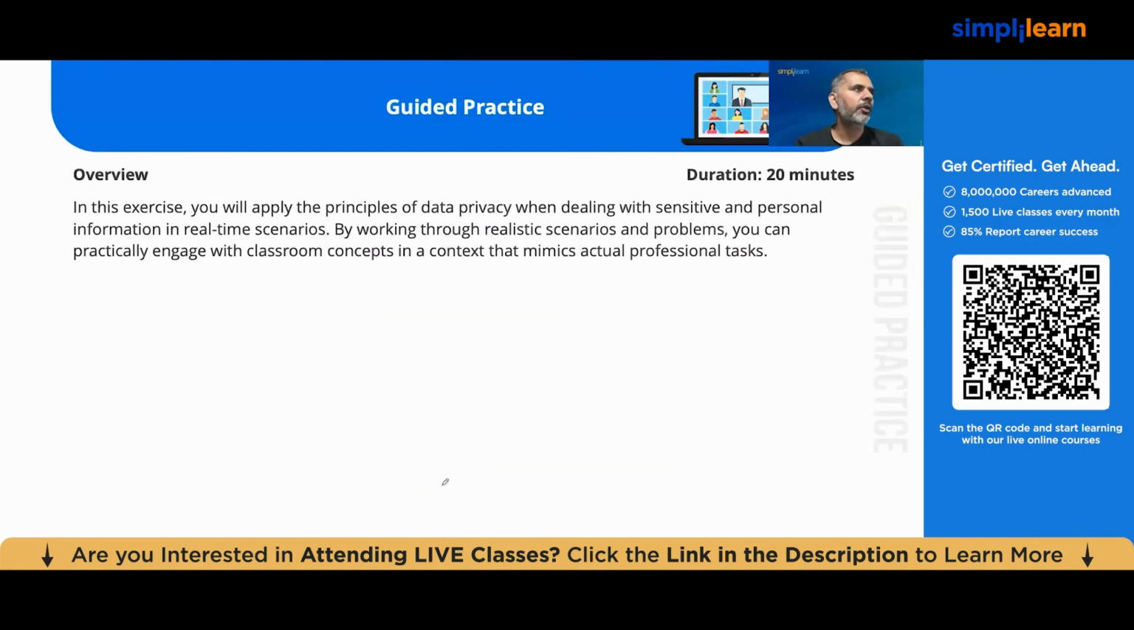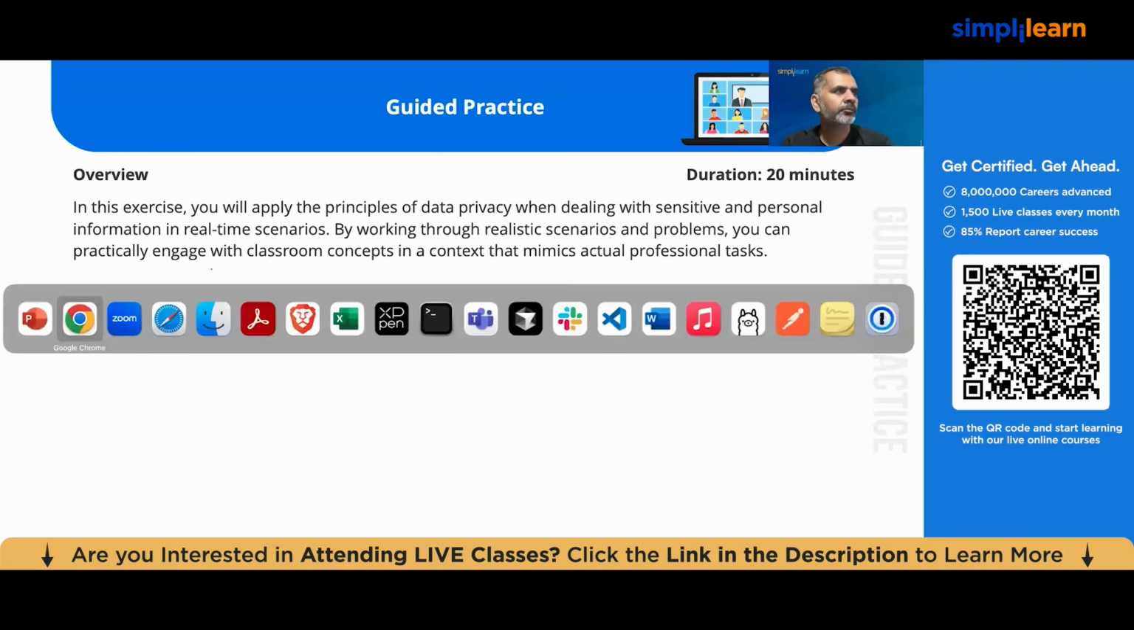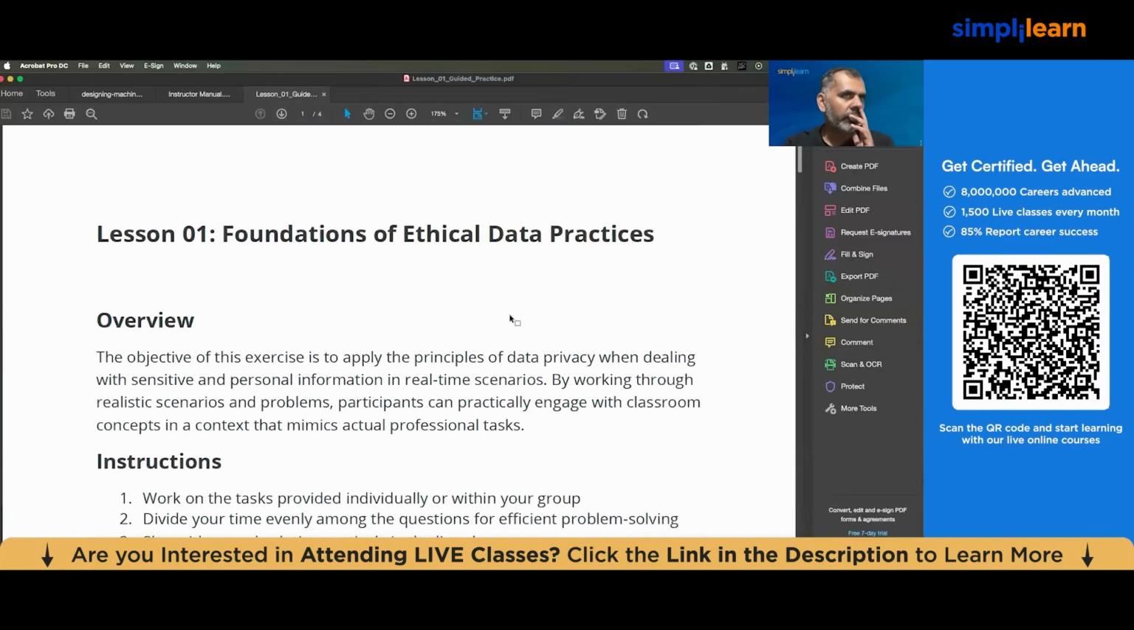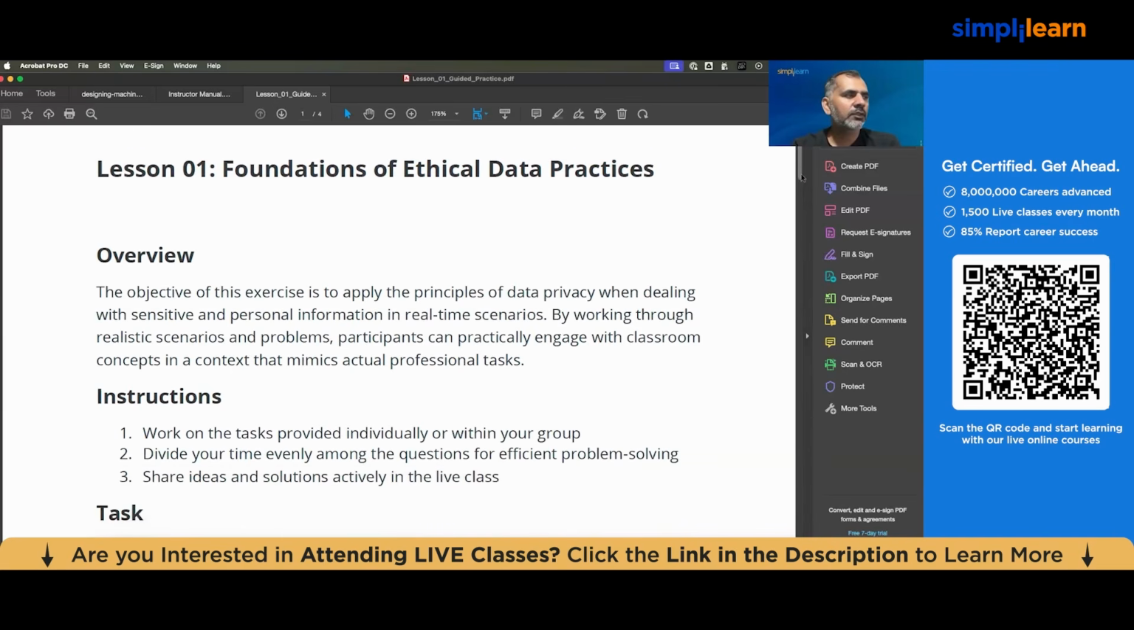And now we can talk about the guided practice. This guided practice is not anything where you have to use any tool. It only talks about the common practices that you can use to support that. And I believe you will see this document related to the foundation of ethical data practices. The objective of this exercise is to apply the principles of data privacy when handling and dealing with sensitive and personal information in real-time scenarios. While working through this case study with a realistic scenario and problem, participants can practically engage with classroom concepts and context that mimic the actual professional task. So we have a few questions, and you need to think about how you are going to implement these policies in your organization.